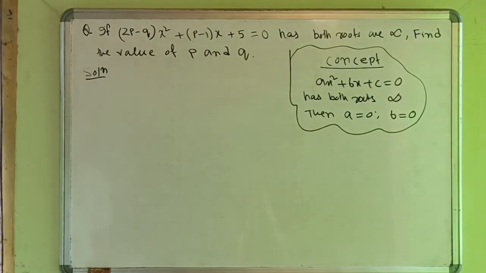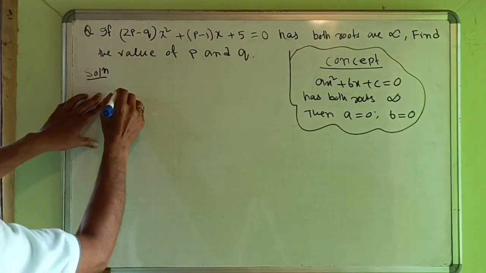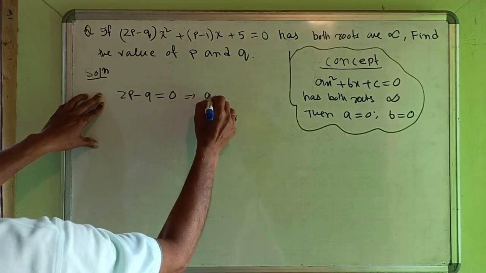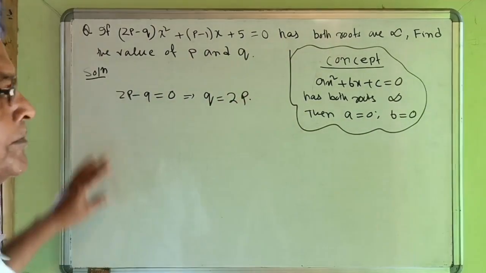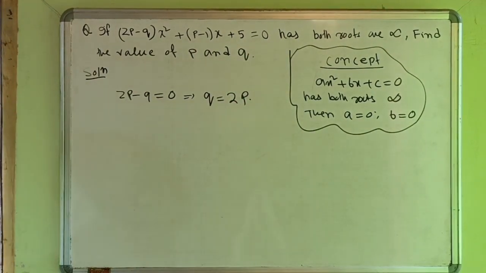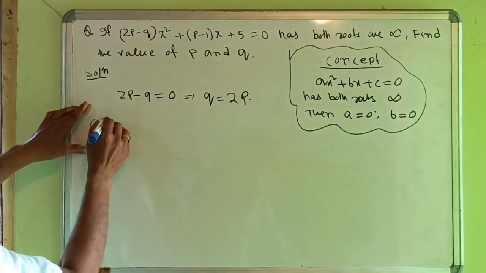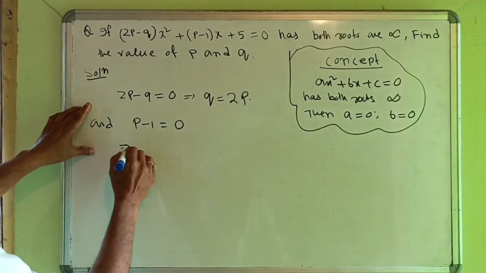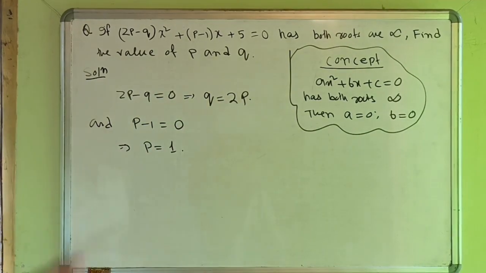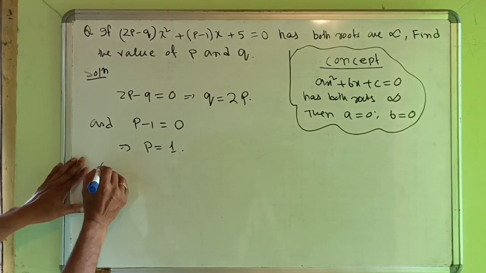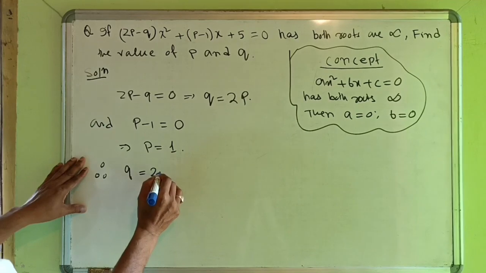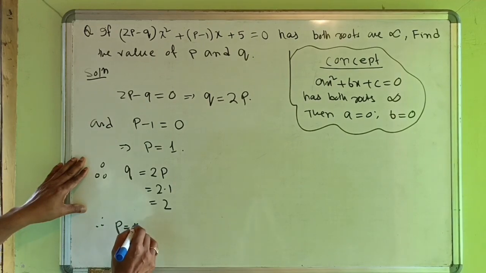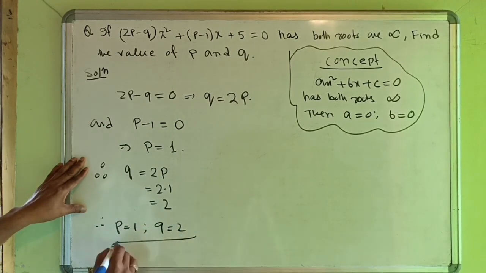By this concept, here a is equal to 2p minus q, equal to 0. This implies q is equal to 2p. And b is equal to p minus 1, equal to 0. This implies p is equal to 1. Since p is equal to 1, therefore q is equal to 2 into p, which is 2 into 1 equal to 2. Therefore p is equal to 1 and q is equal to 2 is the result.